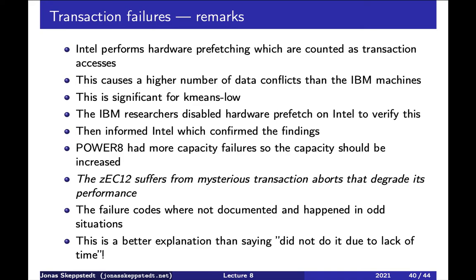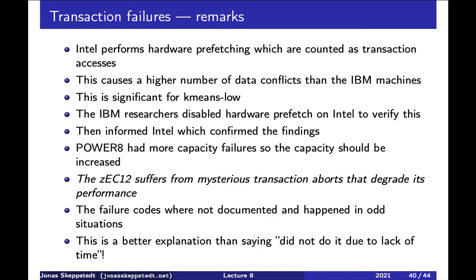Okay, what we more can see is that the Power 8 had, well, it has a small capacity, so there are more failures, and that's a reason for increasing the capacity on future power machines. And now there is an interesting remark, namely that this machine suffers from mysterious transaction aborts that degrade its performance. Okay, so what is meant by that?